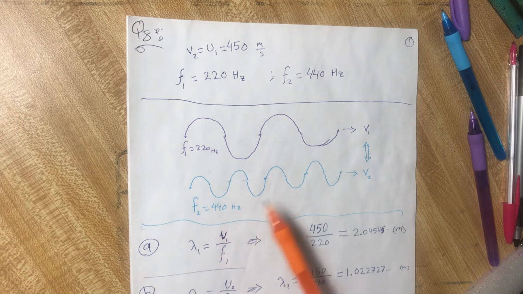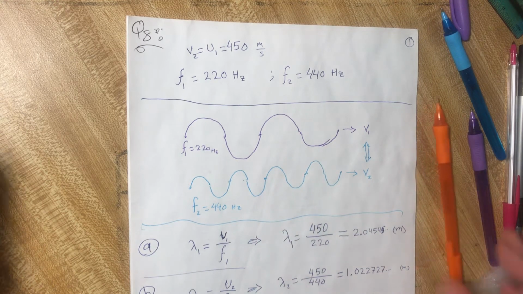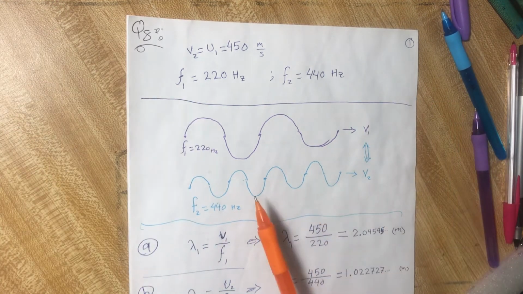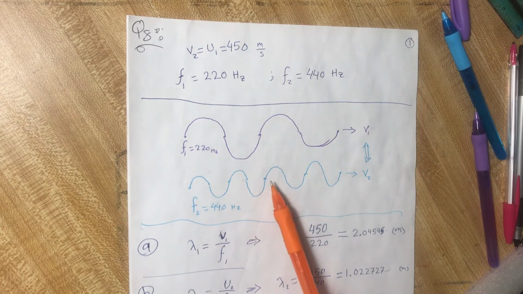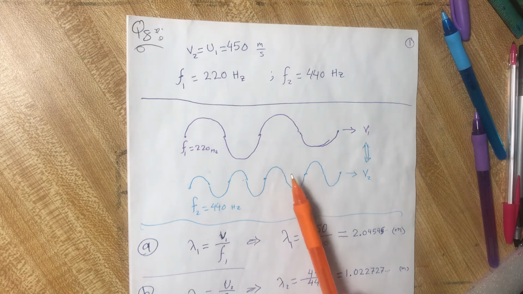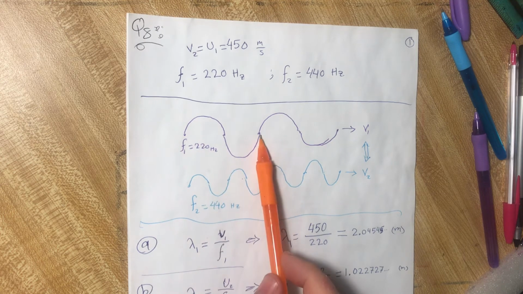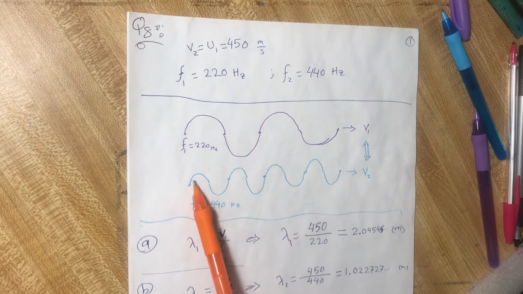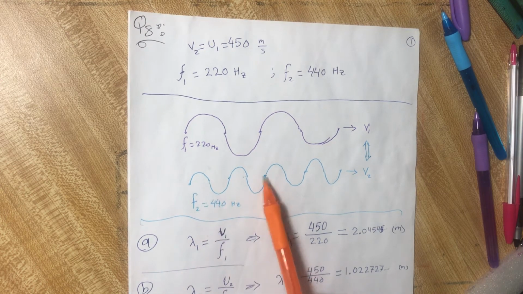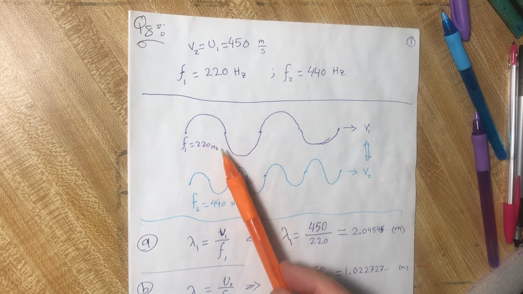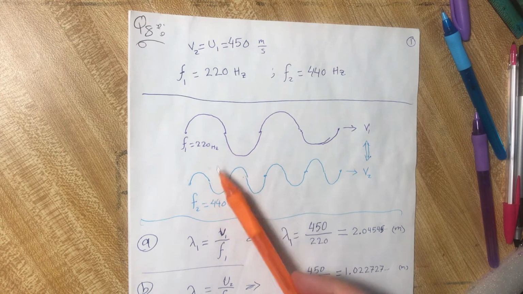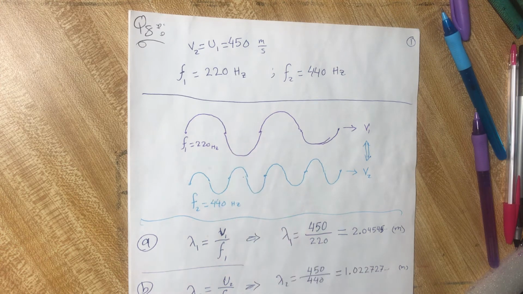If we have more frequency, then the wave is compressed. We have more waves in each second. Look, from here to here, we have just one wave. From here to here, we have two waves. This is the first and this is the second. The frequency is more than this, or double this one, for this one.